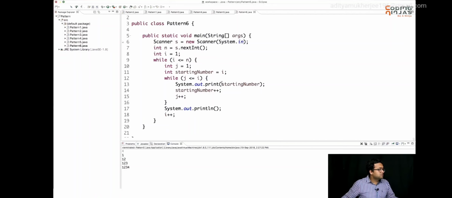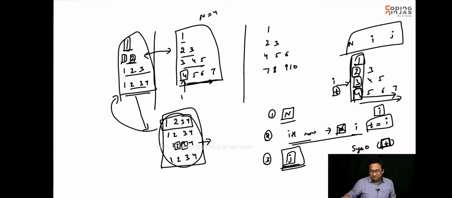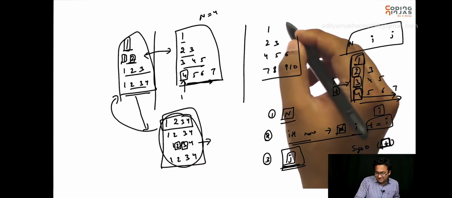Okay, so let's run this. And that's exactly what we wanted to print. चल रहा है, ठीक है, यही चाहिए था हमें. Let's try 5 and works fine. Okay, perfect. What's the next pattern that we want? The next pattern that we want is basically this.